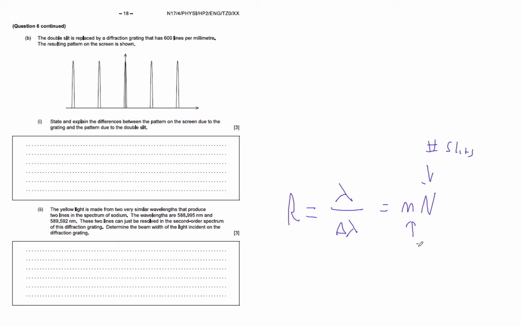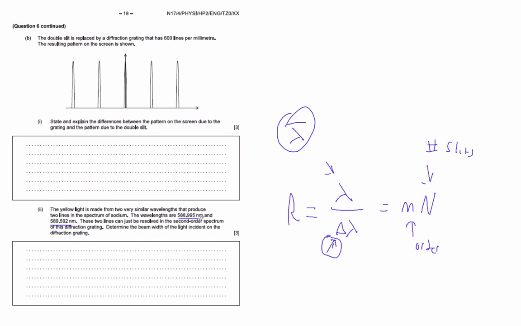This is the order. For the wavelength, you're going to put the average of these two wavelengths in there. So find the average of those two and put that in. That's lambda bar; the bar just means average. And for this one, it's going to be the difference, so subtract this one from this one and get the difference in wavelength.